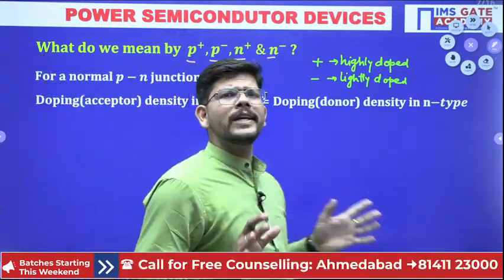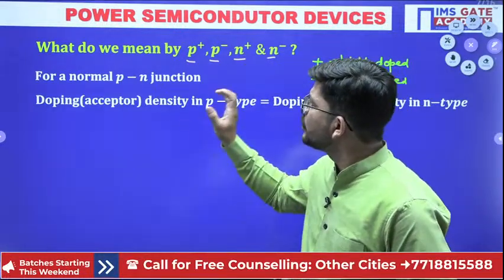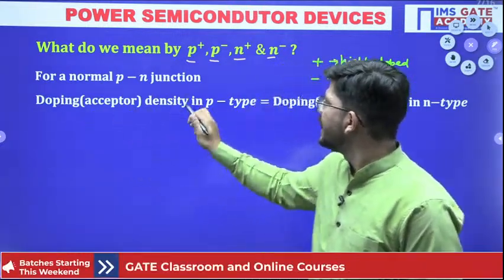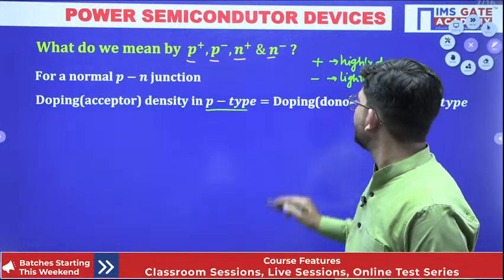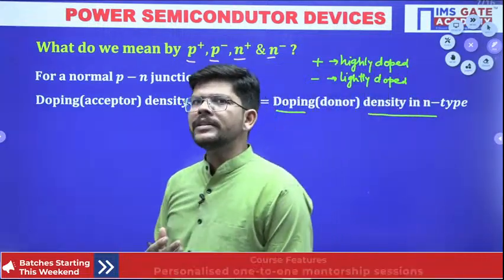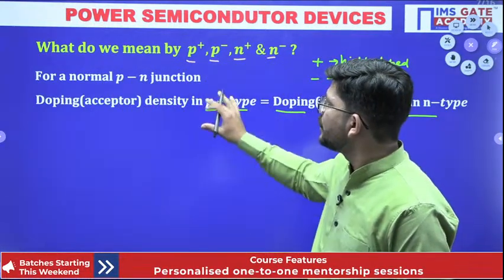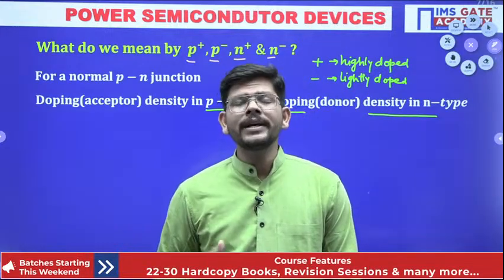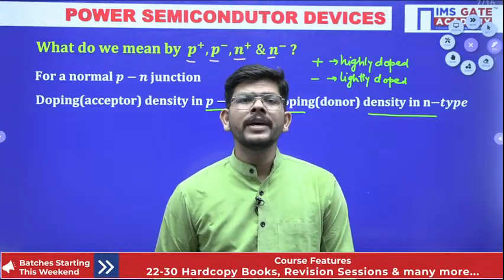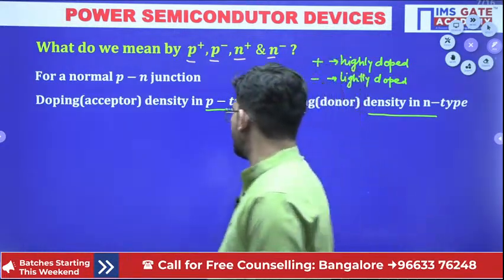Suppose there are no plus or minus signs and we are talking about a normal PN junction. In a normal PN junction, the doping density in the P-type region will be equal to the doping density in the N-type region. So if the doping concentration in P-type and N-type wafers is exactly equal, it is a normal PN junction. But if this doping concentration is disturbed on either the P side or the N side, one side might become highly doped or the other side may become lightly doped. Let me discuss with an example.